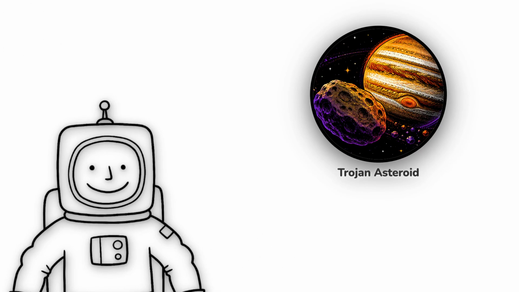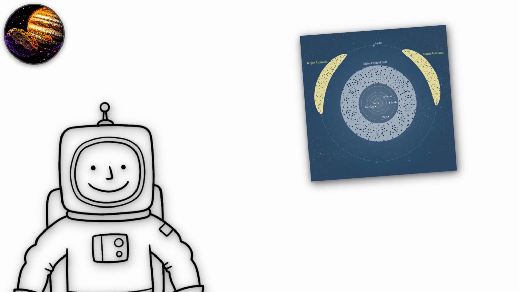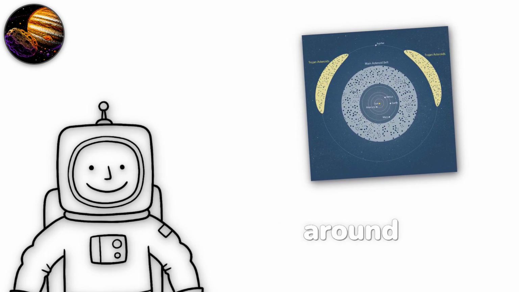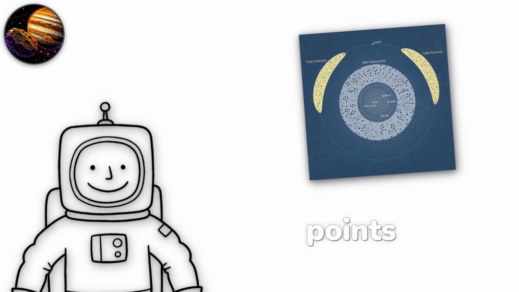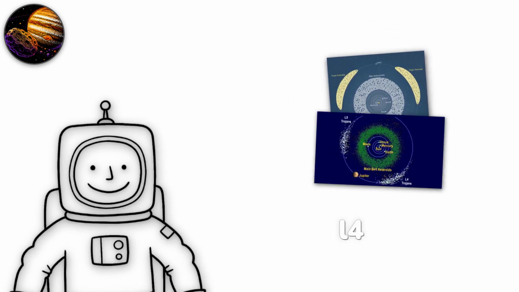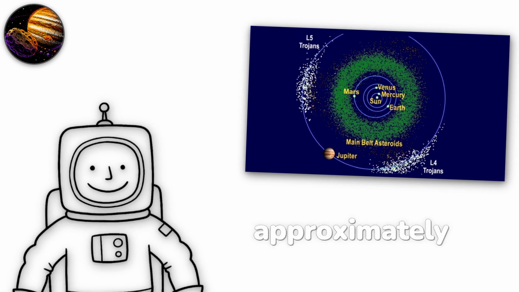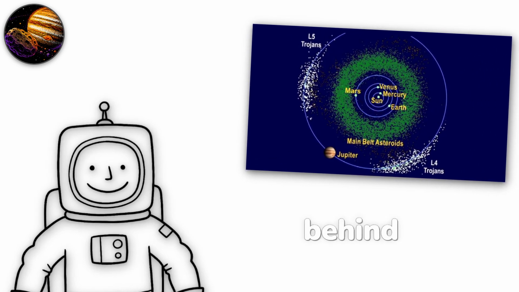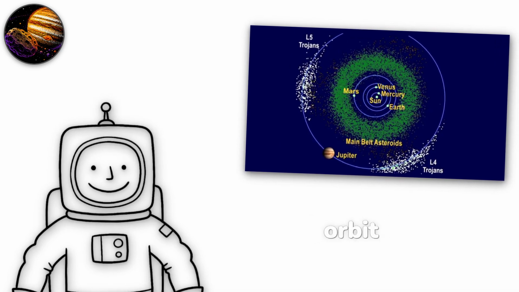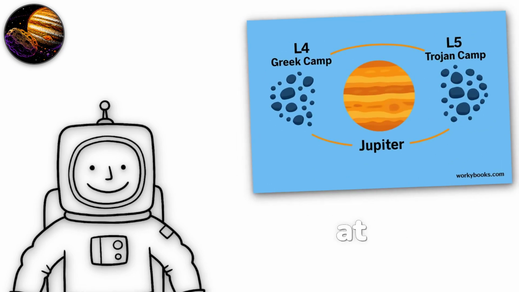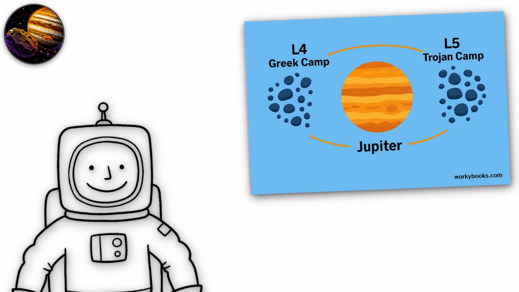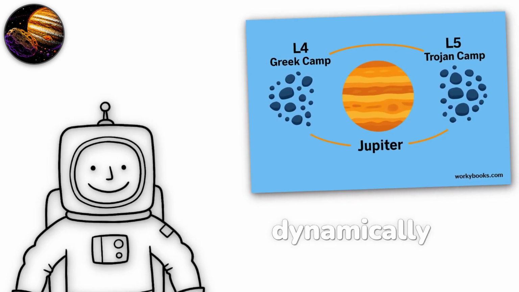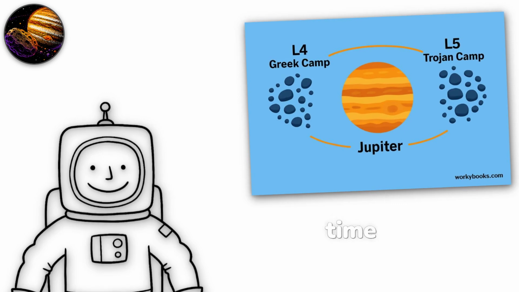Trojan asteroid. Trojan asteroids were asteroids that shared an orbital path with a planet but remained stable in their orbits by clustering around specific gravitational equilibrium points, the Lagrange points L4 and L5, that lay approximately 60 degrees ahead of and 60 degrees behind the planet in its orbit. The gravitational balance at these points between the Sun, the planet, and the asteroid created a configuration that was dynamically stable over extremely long timescales.